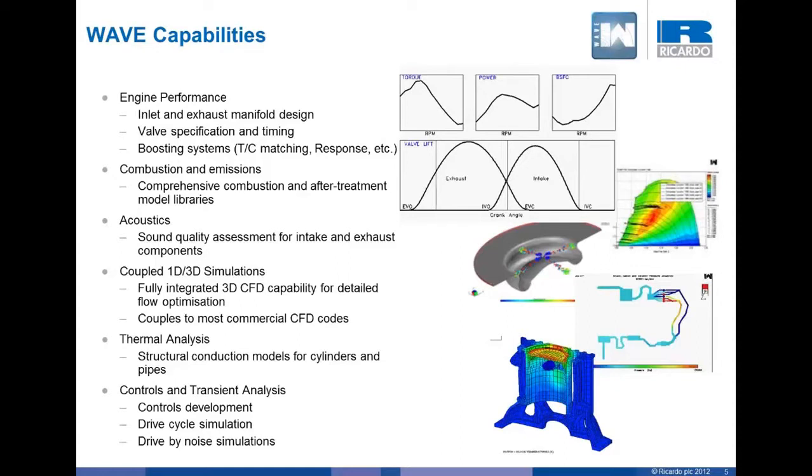We can couple these in a 1D, 3D simulation with Vectis. Typically you might be looking at detailed flow optimization of a catalyst flow or EGR mixing in a manifold. Thermal analysis, everything's getting a little hotter, particularly on the boosted engines, so we want to make sure everything is still holding together well on the exhaust manifolds. You can take WAVE results as initial temperatures into your thermal analysis, and as I mentioned earlier, controls and transient analysis is a big part of developing your engines, and WAVE and WAVE real time give you a full suite of tools to do your controls development early in the process.